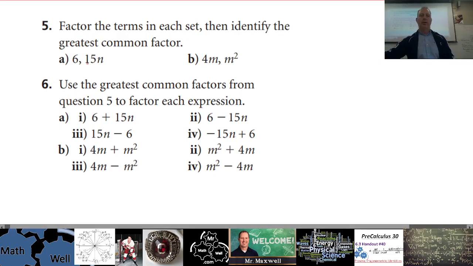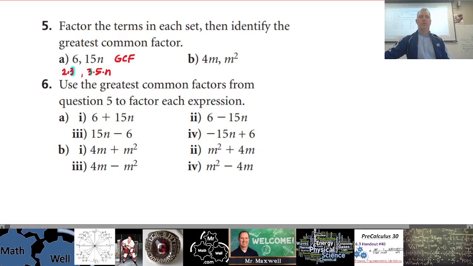All right, so 6 and 15n. If we factor these, 6 is 2 times 3, right? And if we factor 15n, that's going to be 3 times 5 times n. You good with that? What's the greatest common factor here? GCF is?